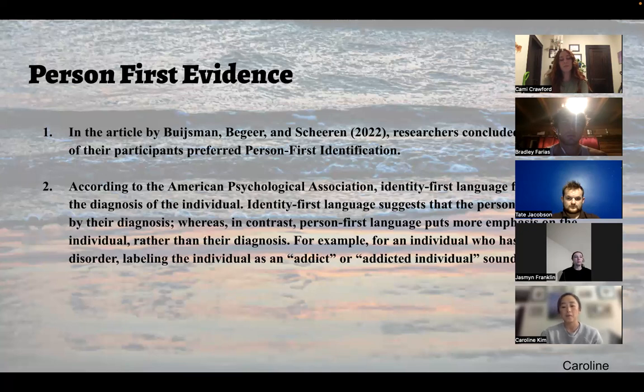So for an example, for an individual who has an addiction disorder, labeling the individual as an addict or an addicted individual sounds demeaning. And so using person-first language kind of eliminates that stigma around addiction and substance abuse. There's just so much more to a person than their diagnosis. And I think person-first language acknowledges the individual first and their diagnosis secondary.